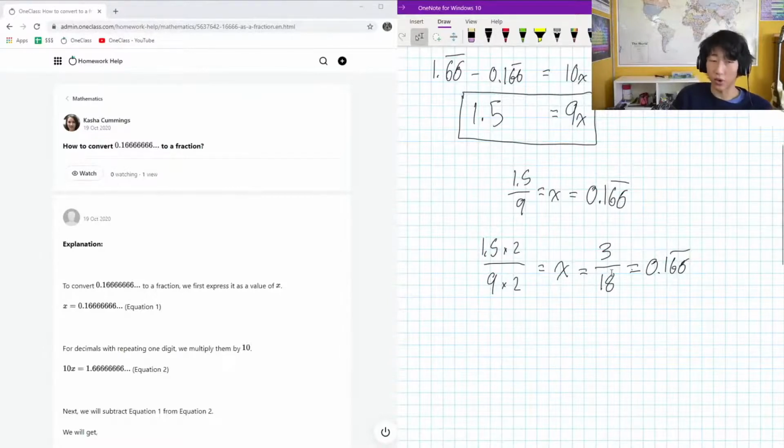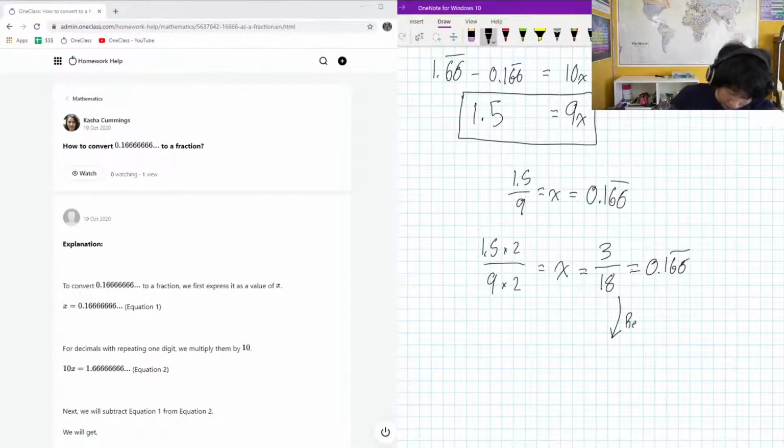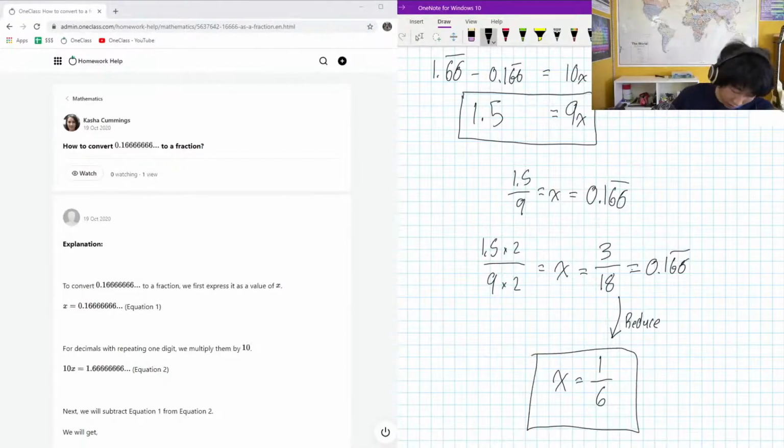Okay, so this is a reasonable fraction, but we can take this one step further and simplify it. What are some common factors between 3 and 18? Well, what about 3 on its own? Divide the top and bottom of that fraction by 3, and we get x is equal to 1 over 6. And you can't really get simpler than a fraction that has a numerator of 1, so this will be our simplest form fraction.